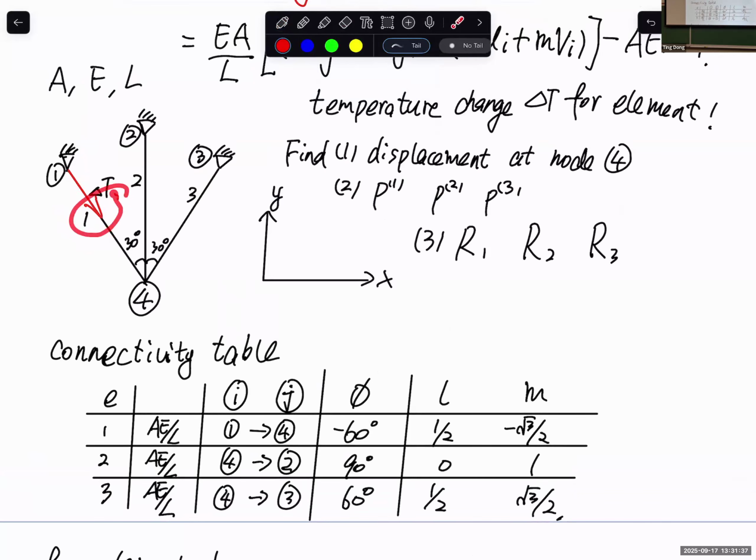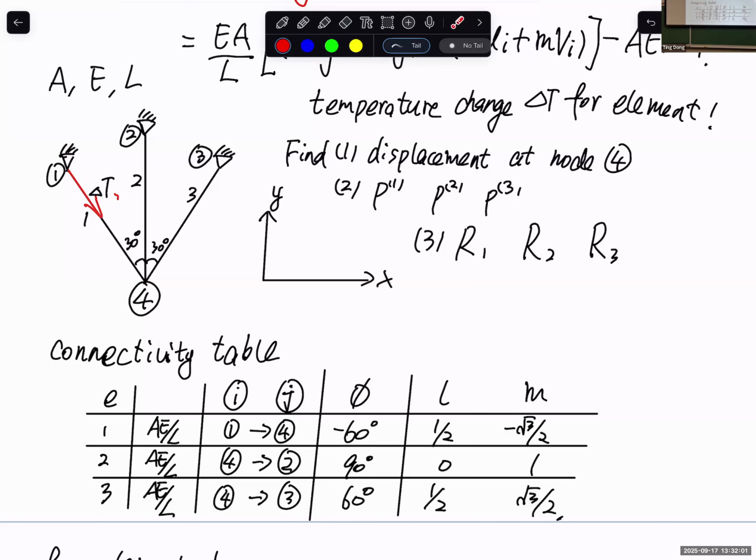This one has a temperature increase, so it wants to expand. But because there's no temperature change in these two, there's a boundary condition here. Compared with free expansion, with all these constraints, this node and this node should apply some contraction force. Make sense or not?